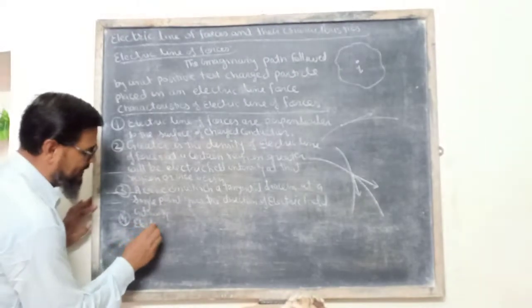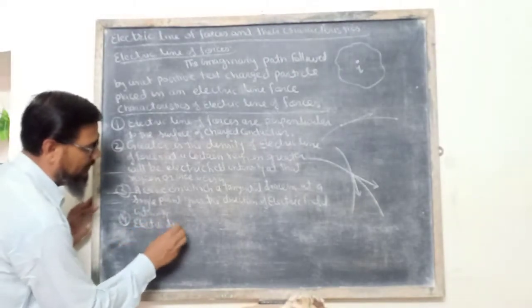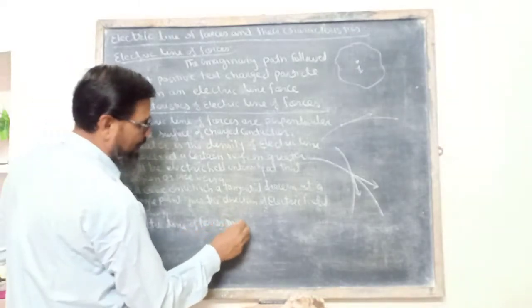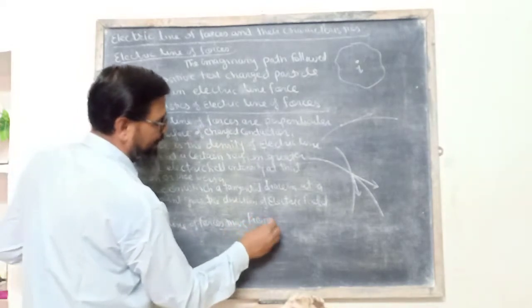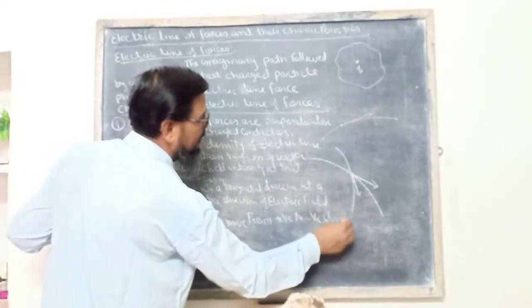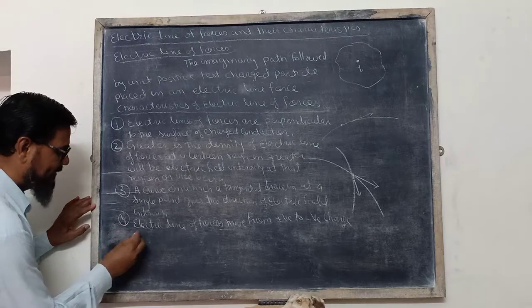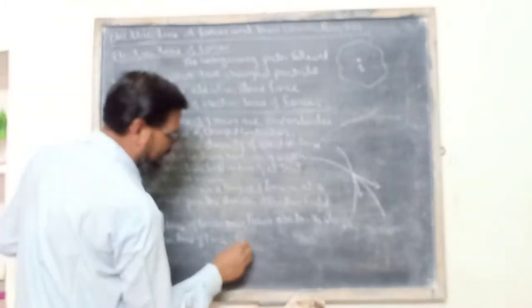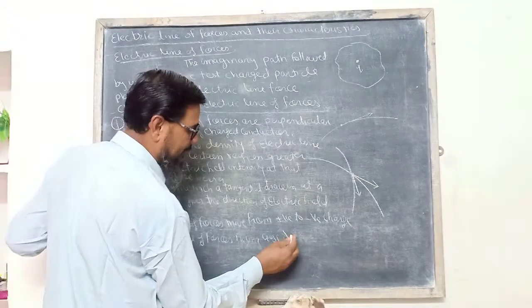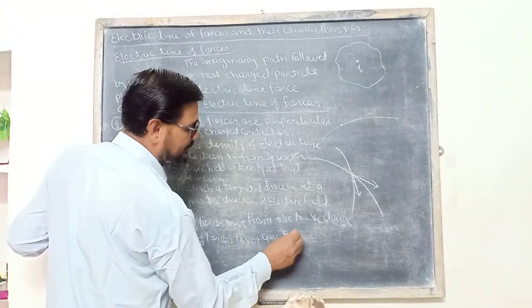Electric line of forces move from positive to negative charge. And the last and fifth characteristic: electric line of forces never cross each other.